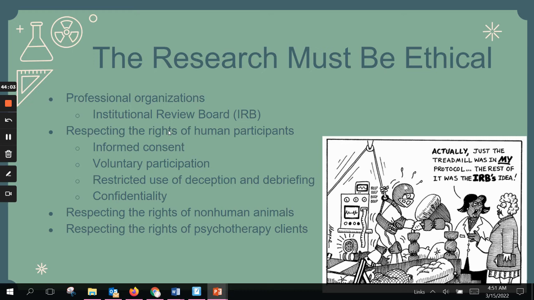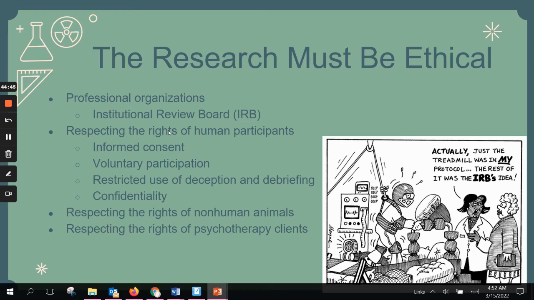We have to have restricted use of deception in debriefing. So IRB typically will not approve research if you are lying or deceiving the subjects at all. The only time that they'll approve it is when the participants may not react truthfully if they know the real intent of the study, so they use some deception. It's allowed only when necessary, and participants must be debriefed afterwards. And what that means is they have to be given a full explanation of the research and explain why and how they used deception. And we're going to watch a couple of videos later that show some deception.